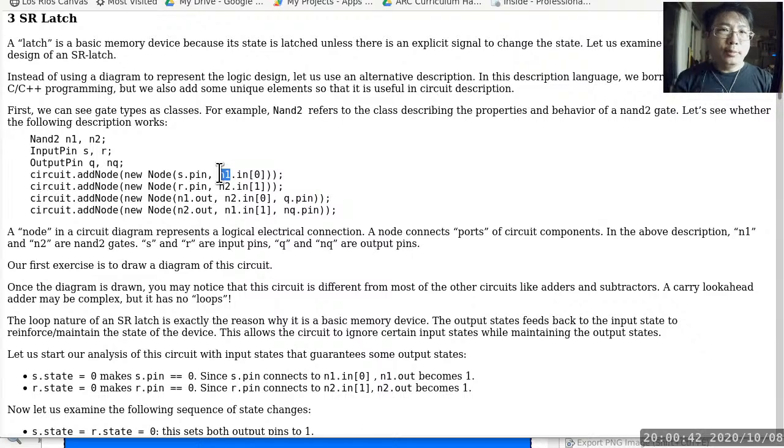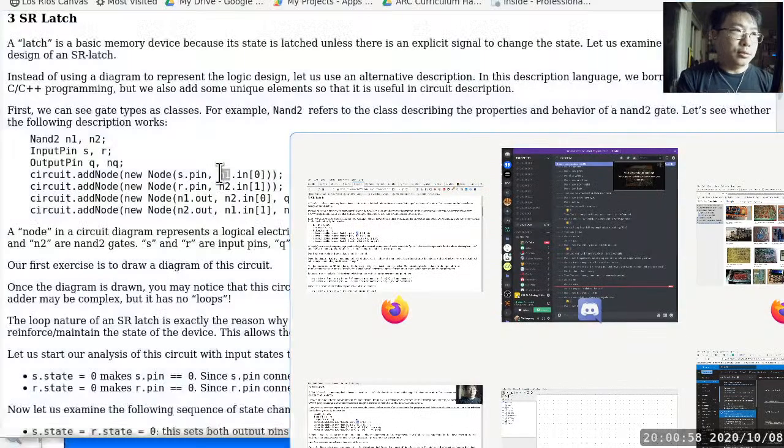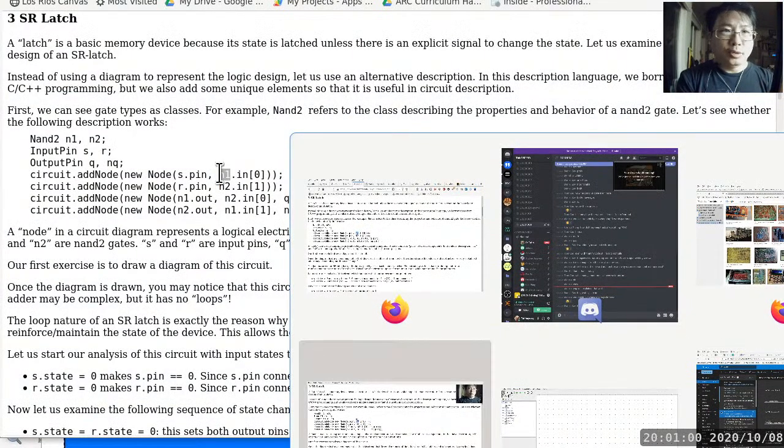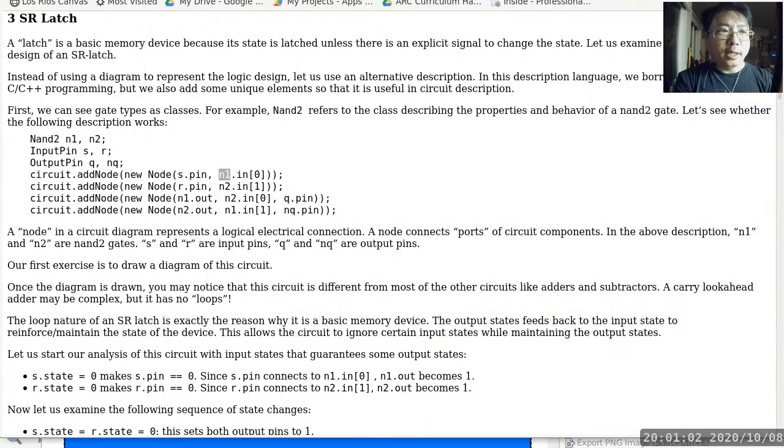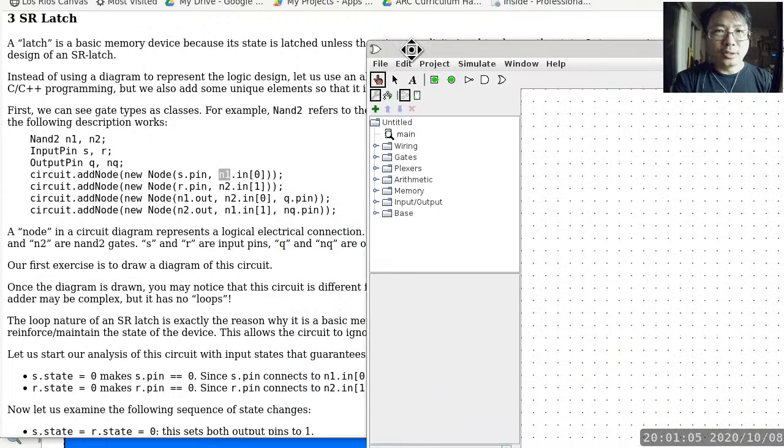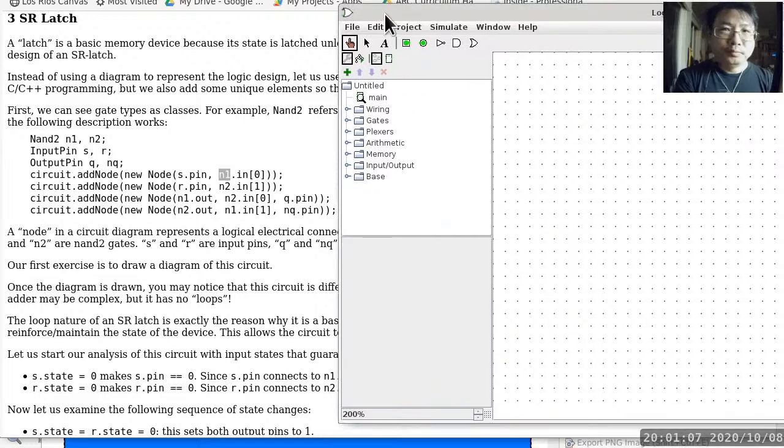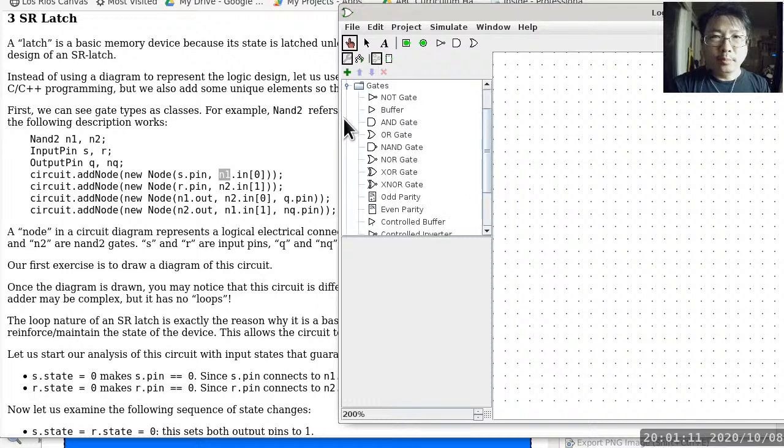Let me construct this circuit on the side using LogicSim. Now we can look at how we describe something that is inherently graphical using text. Then we'll go back and talk about why we want to do it this way. Because LogicSim is so graphical and intuitive, why are we going back to text, which is not so cool? All right, NAND2.